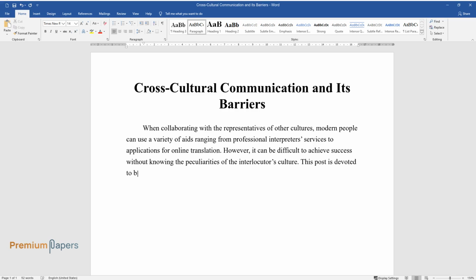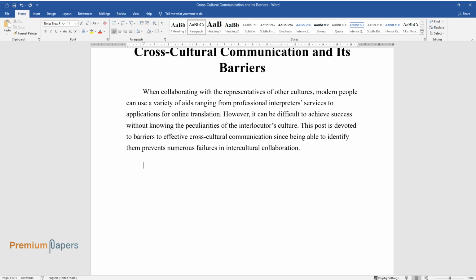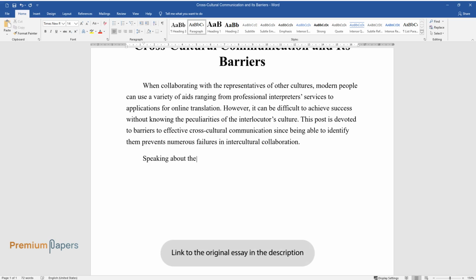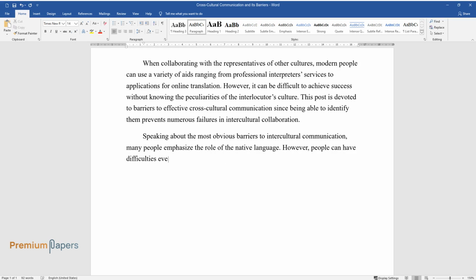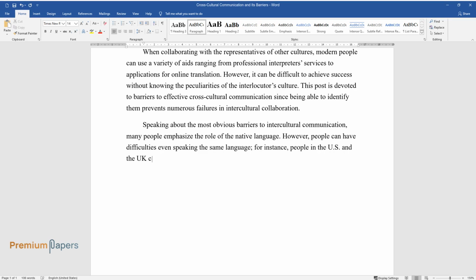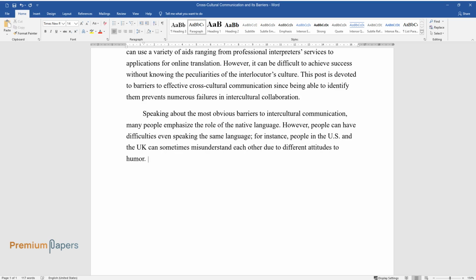This post is devoted to barriers to effective cross-cultural communication, since being able to identify them prevents numerous failures in intercultural collaboration. Speaking about the most obvious barriers to intercultural communication, many people emphasize the role of the native language. However, people can have difficulties even speaking the same language. For instance, people in the US and the UK can sometimes misunderstand each other due to different attitudes to humor.